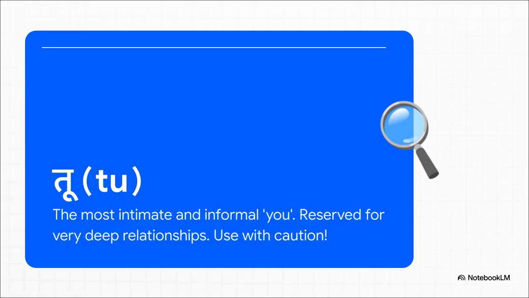Let's break each one down. First up, there's tu. Now, this is the most intimate form of you can use. It's really reserved for those deep, close relationships, like with your partner, a childhood best friend, or maybe a very small child. But because it's so personal, using tu with the wrong person can sound incredibly rude. Honestly, for learners, it's probably best to just not use this one.